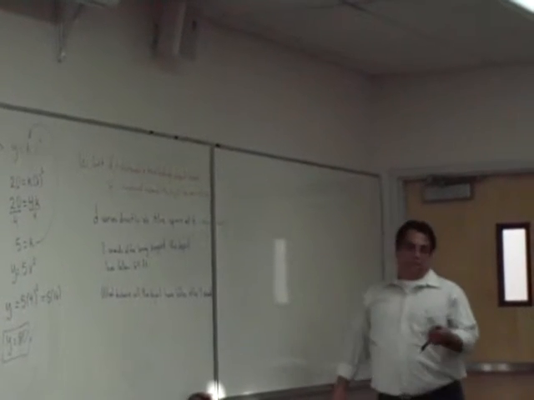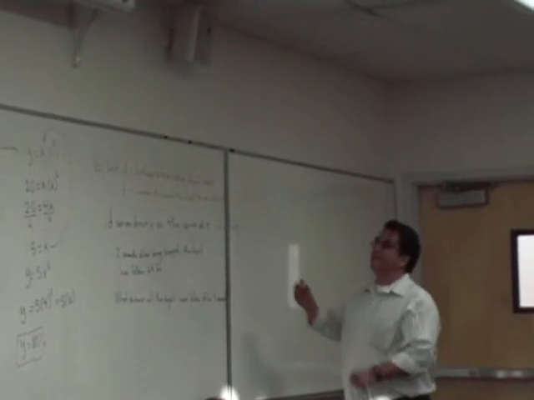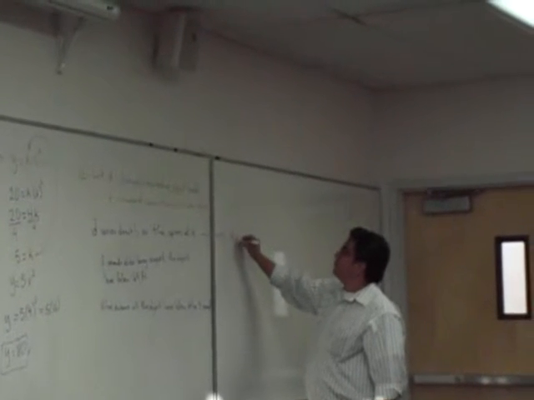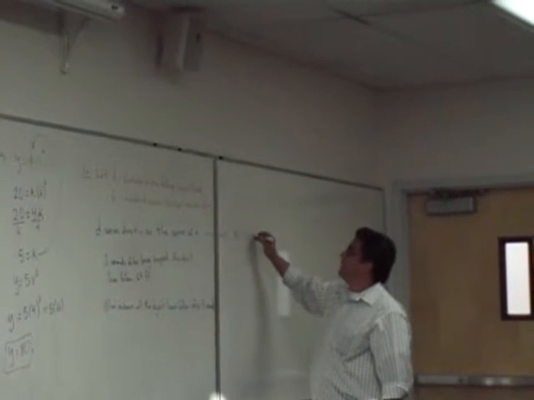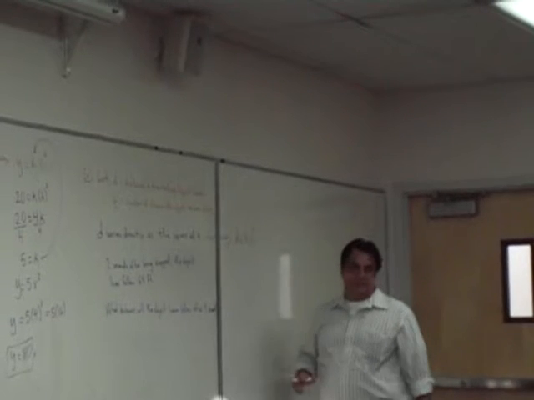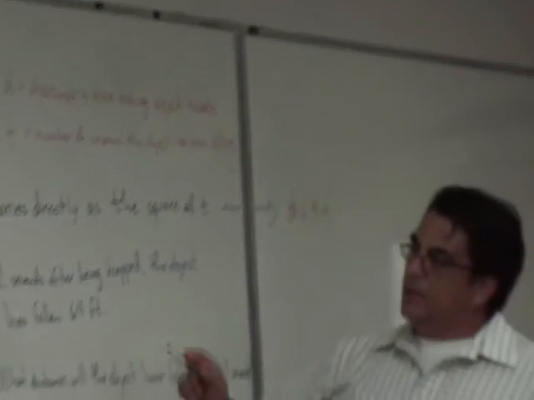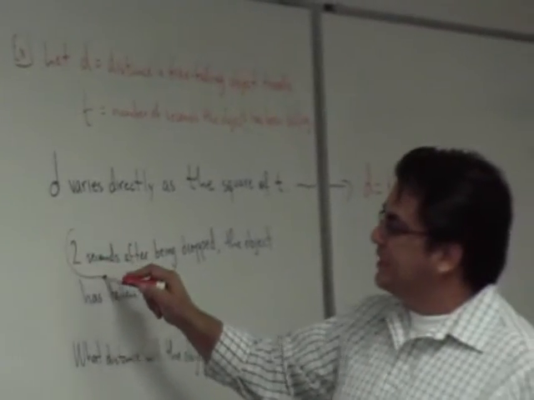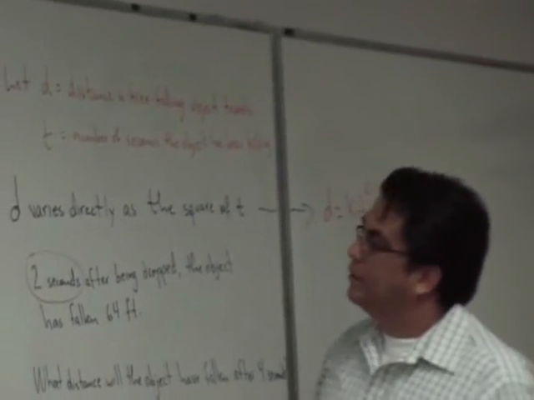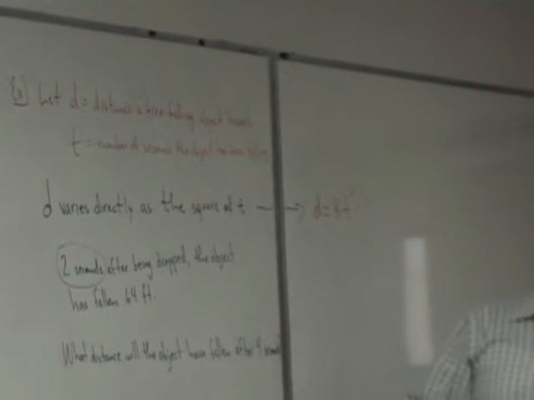Let's start with this part right here. D varies directly as the square of t. Can someone help me out with that? D equals k t squared. Very nice. That's what varies directly means. D equals k times something. How do I translate it into a variable? Which variable is that?